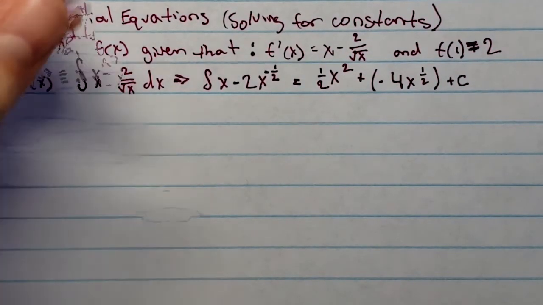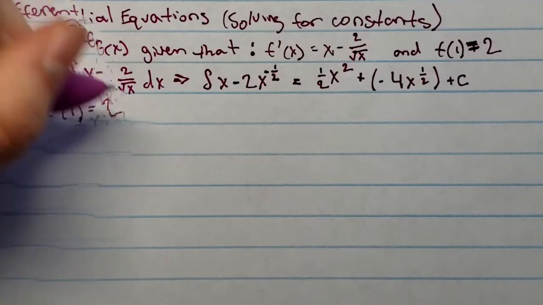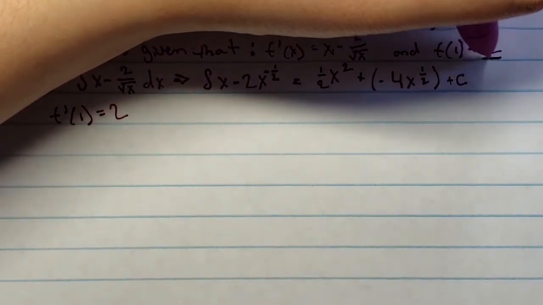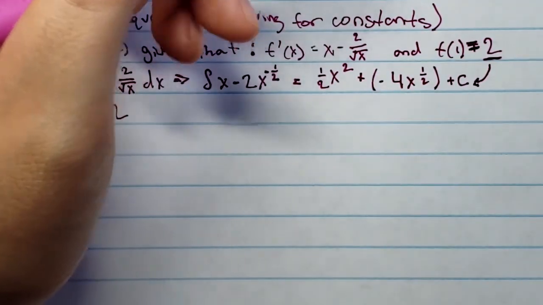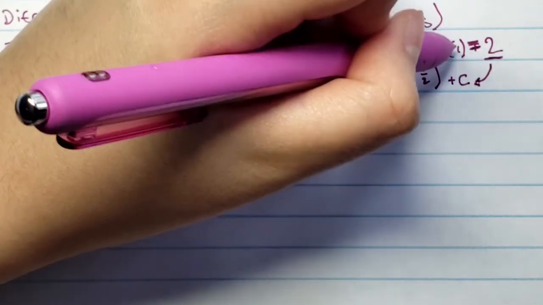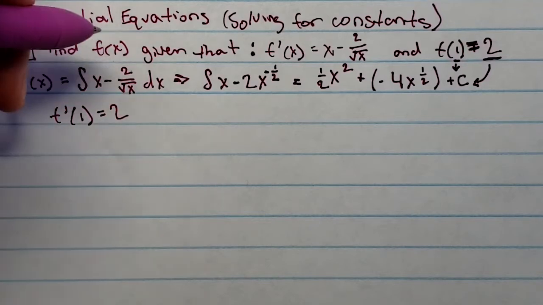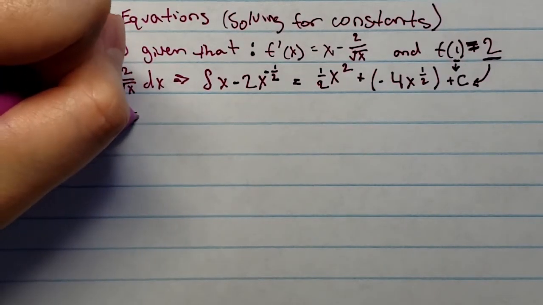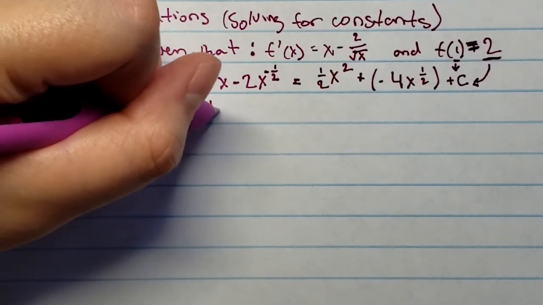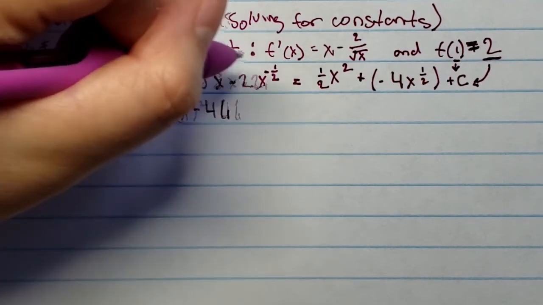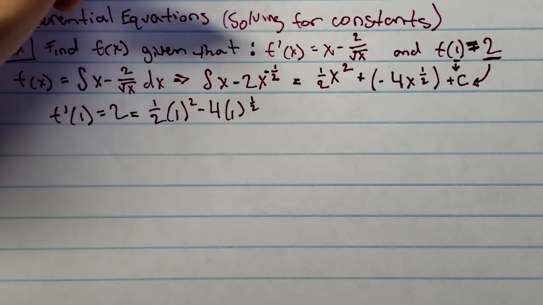Okay, so from this point onwards, the first step would be to solve for c. So we know that 2 is equal to f at 1. So we know what the equation for f is. So what you would essentially do is plug in 1 into that equation and then solve for c.